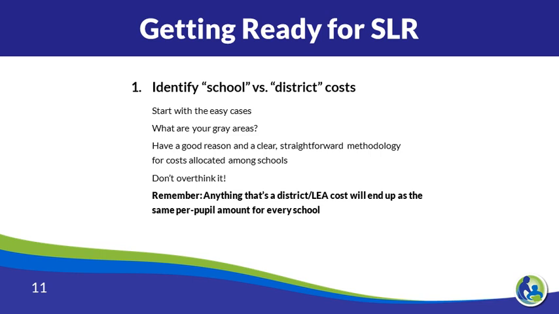In fact, not overthinking things is a good overall strategy for identifying your costs as school or district. Even with the gray areas, most of the time a little common sense will get you to the best solution. One thing to keep in mind is that for school-level reporting, any cost you report at the district or LEA-wide level will be spread out as the same per pupil amount for every school. If you are thinking about allocating a cost between all of your schools based on enrollment, just call it a district cost. It's much easier, and in the end, the math is the same.